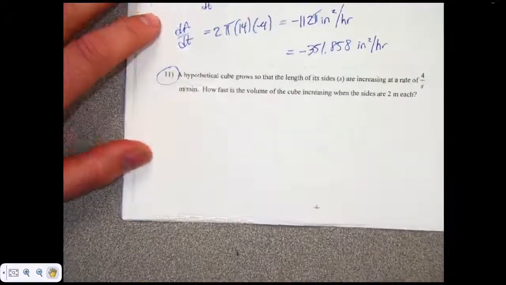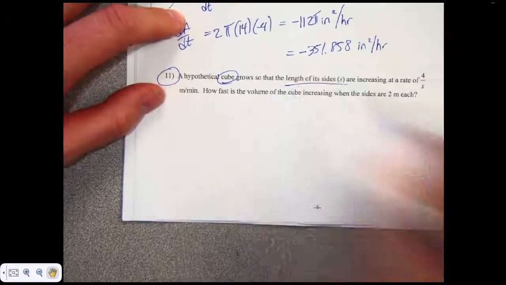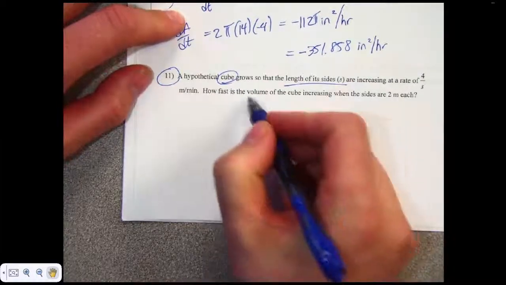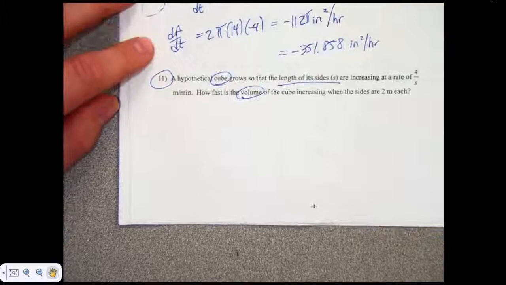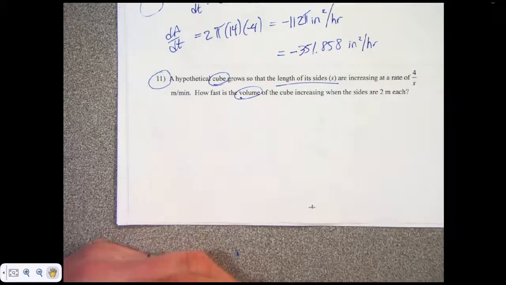Alright, 11. So again, as I'm reading through, I'm going, okay, I got a cube. I know the length of the sides. And they're asking me about volume. So then I need a formula that relates those. So if I have the side of a cube, it's always going to be S cubed, because every side is the same. When would it be length times width times height? Sometimes it's a box.